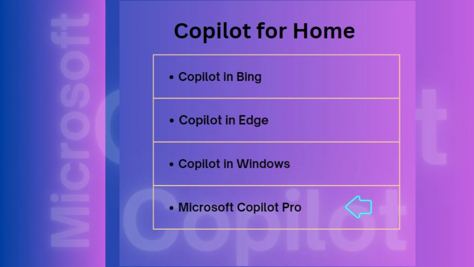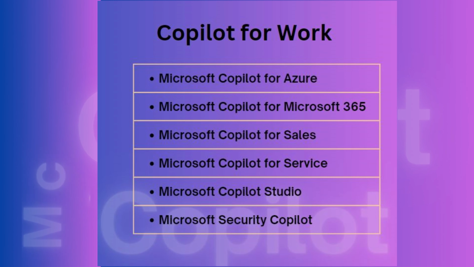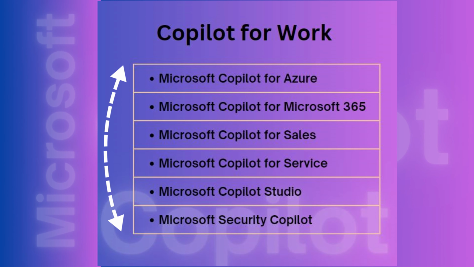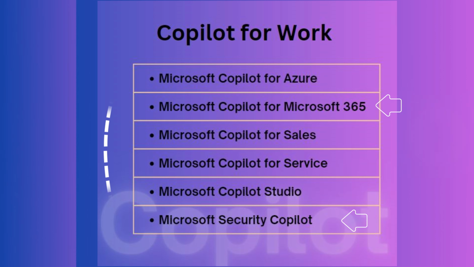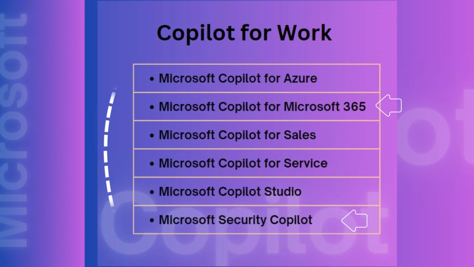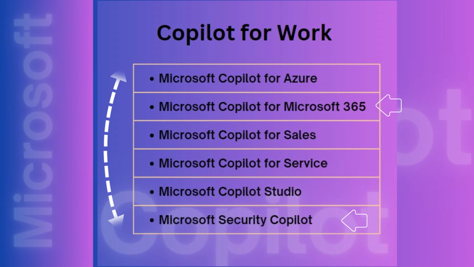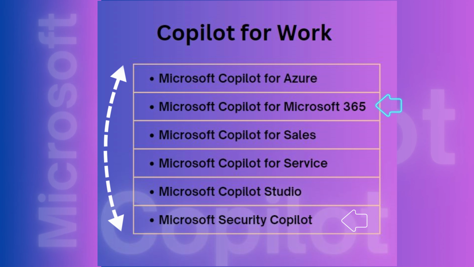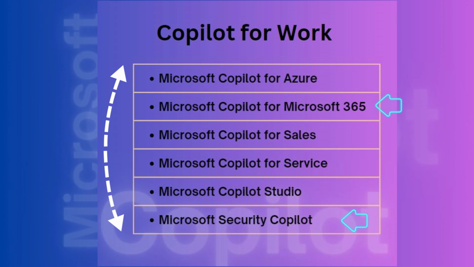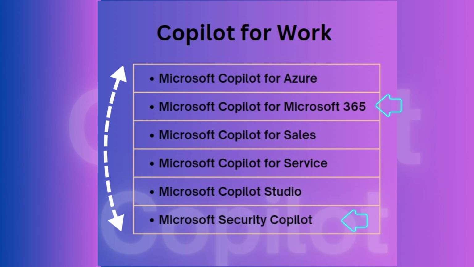you unlock your creativity. In Copilot for Work, there are 6 assistants. From that, I like Microsoft Copilot for Microsoft 365 and Microsoft Security Copilot. It doesn't mean that I don't like the other assistants. I like them. They are also good and give assistance based on their specialized field. I have experience in 2 fields and how it makes my work easy.